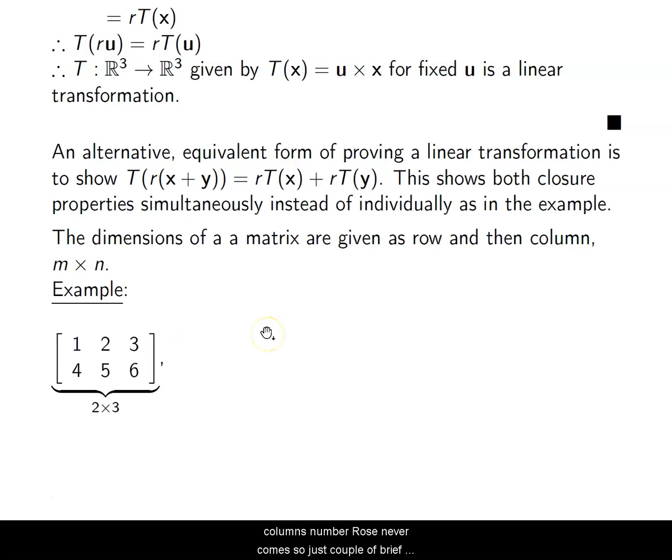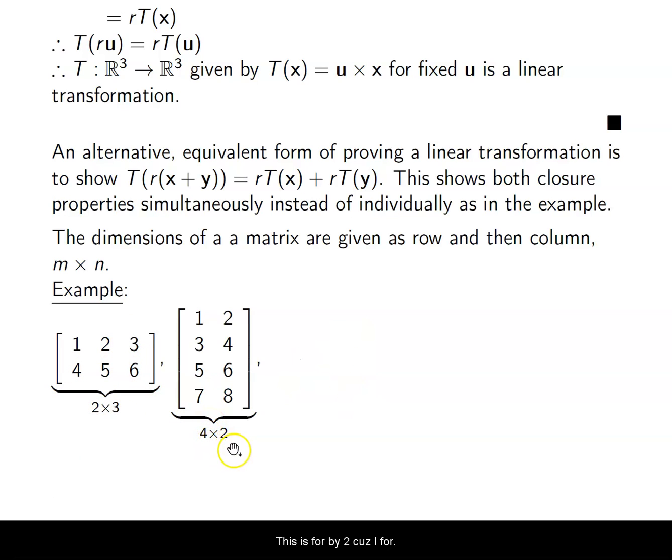So just a couple of brief examples. This would be a 2 by 3 matrix because I have 2 rows, 3 columns. This is 4 by 2 because I have 4 rows, 2 columns. Just to mix it up a little bit, from what we've learned, this would be 4 equations, each of them having only 2 variables, x1 and x2. So number of equations, number of variables. But we never talk about it like that, only as rows and columns.